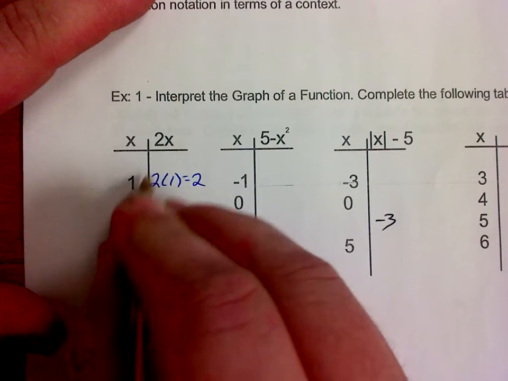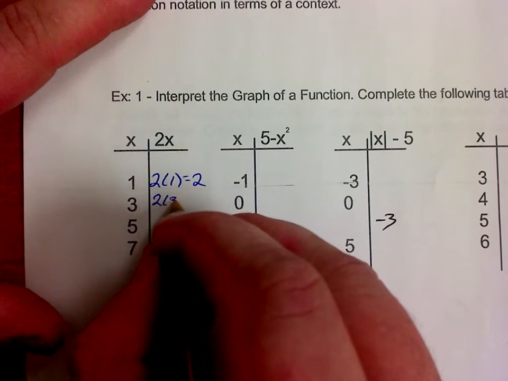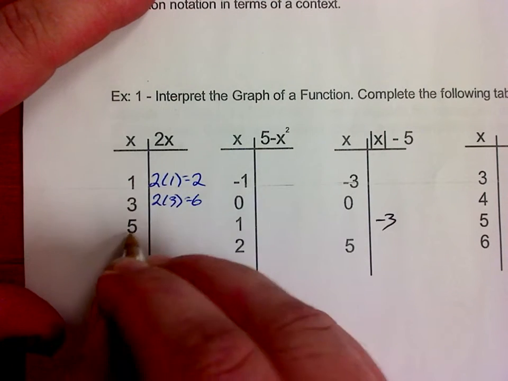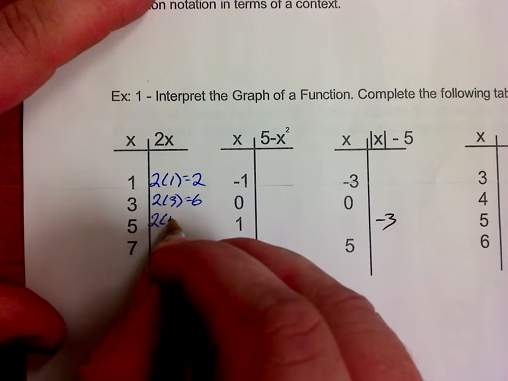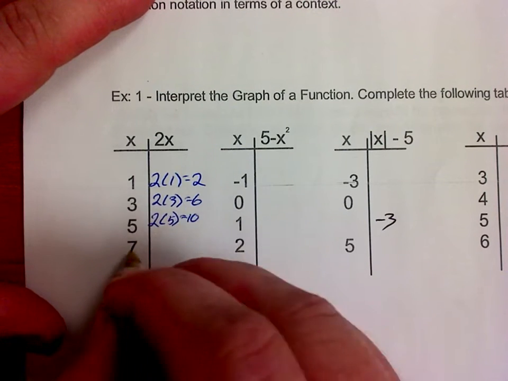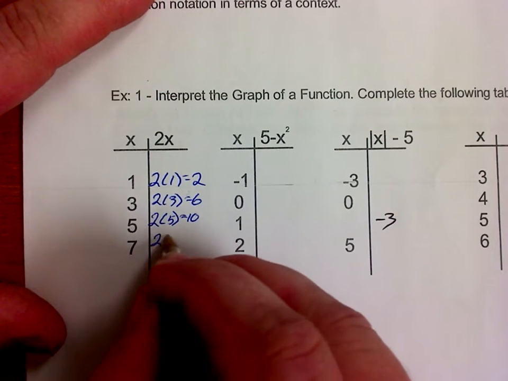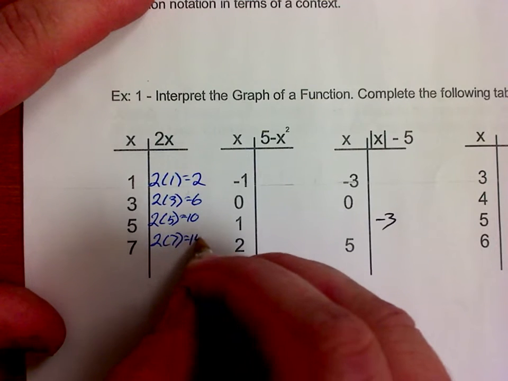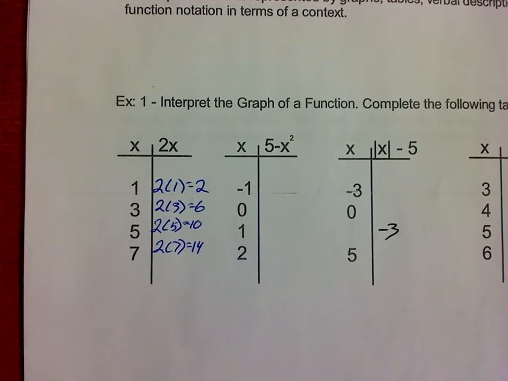If I do that for the second one, 3, I get 2 times 3, 6. Do it for the third one, we get 2 times 5, which equals 10. Do it for the last one, 2 times 7, it's going to give us 14. Okay. Now this was a little bit of an easier function. That's why we were able to do it on paper here.